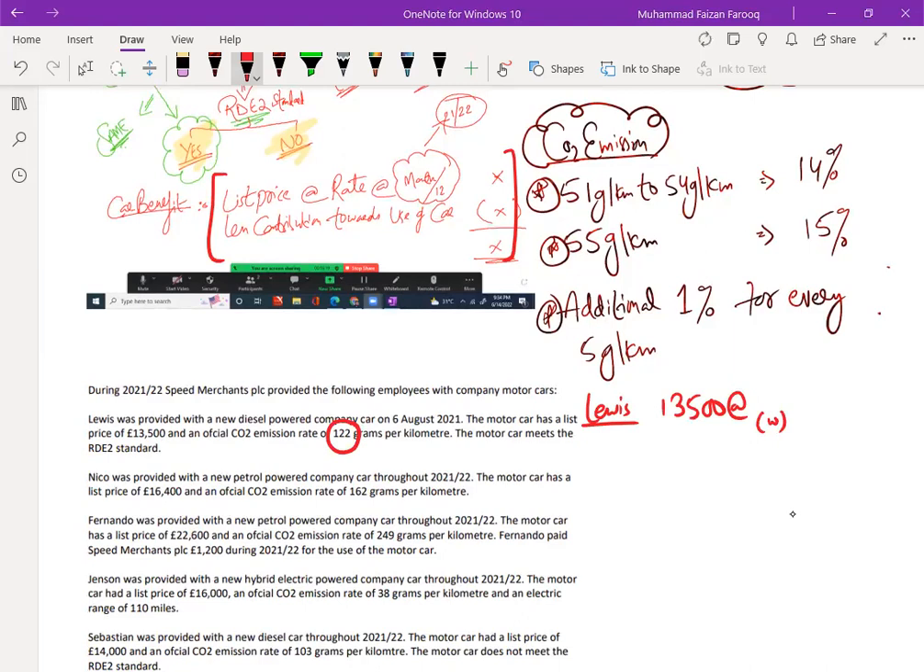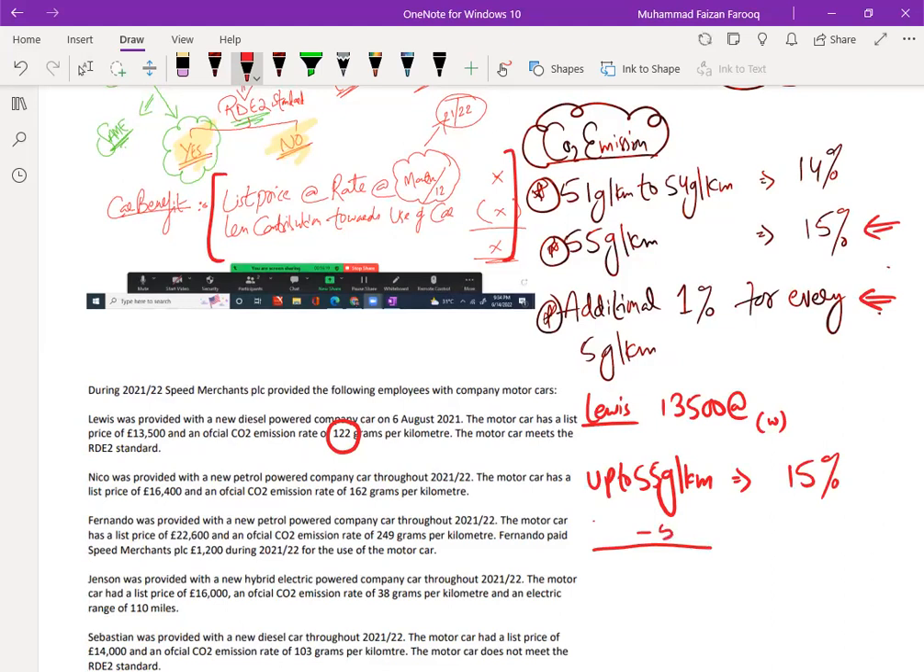122 grams. 120. So it's falling under this range or no? It's above 55 or no? Yes. So up to 55 grams, very carefully, please note down. Up to 55 grams, we have how much fixed? 15%. But we are not at 55. We are how much?